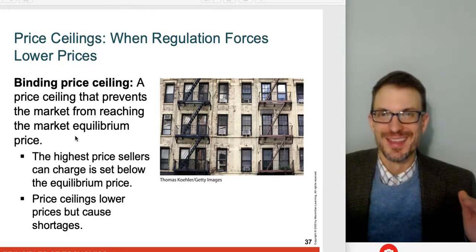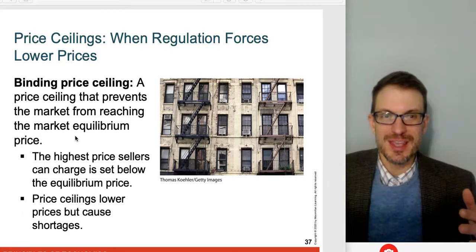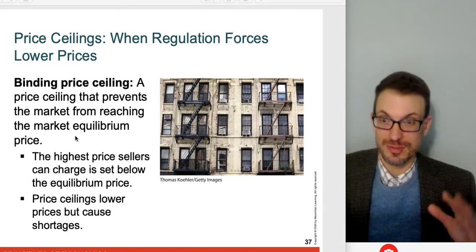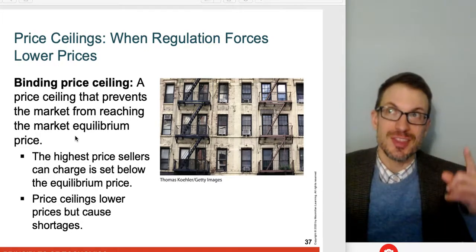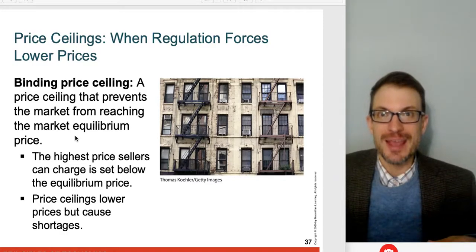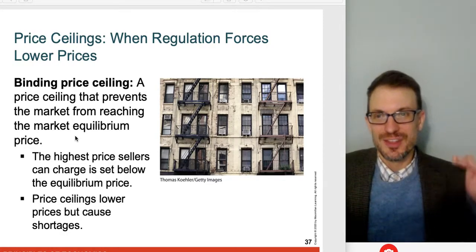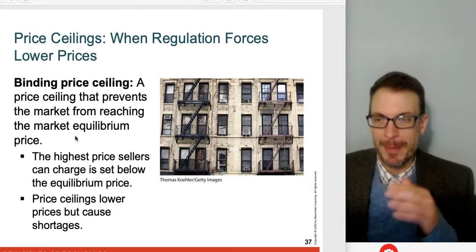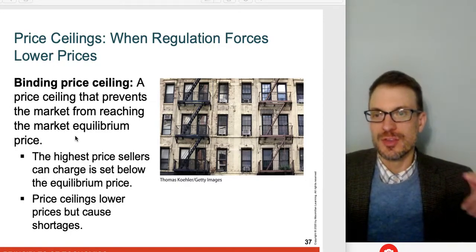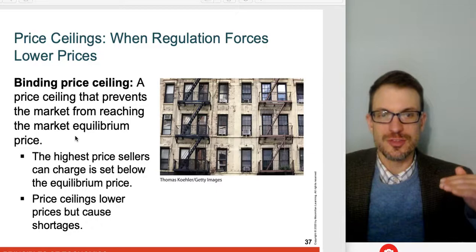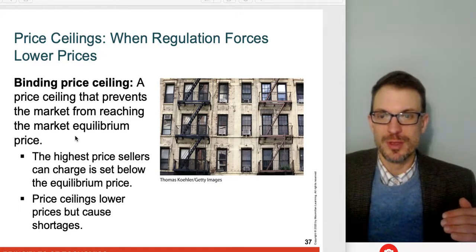Now, if you set up a trampoline indoors, which is a bad idea, and you jump and you hit the ceiling, now you've run into a binding constraint, right? It's prevented you from going any higher. The binding price ceiling prevents the market from reaching the equilibrium, right?